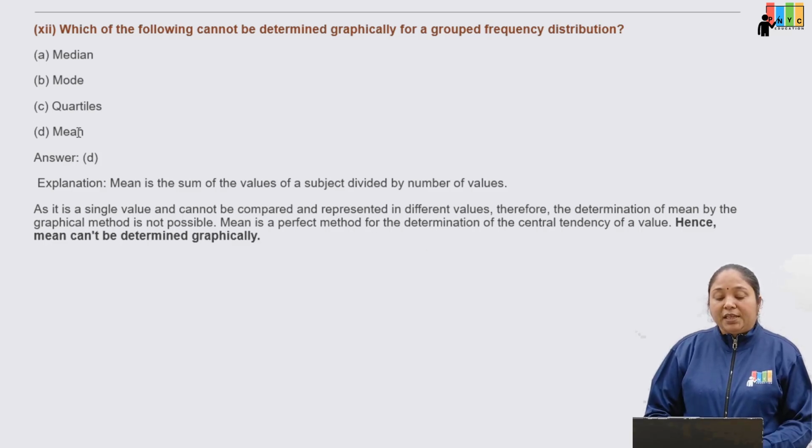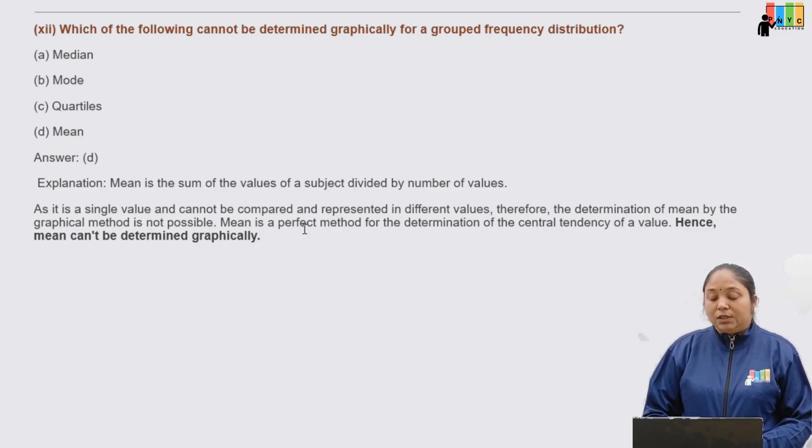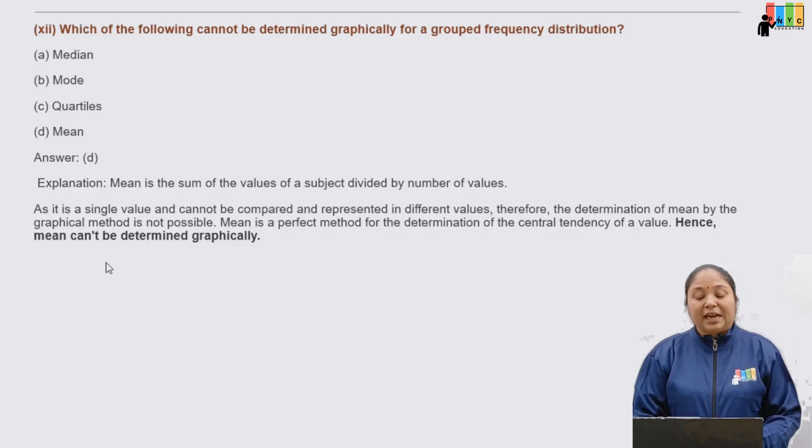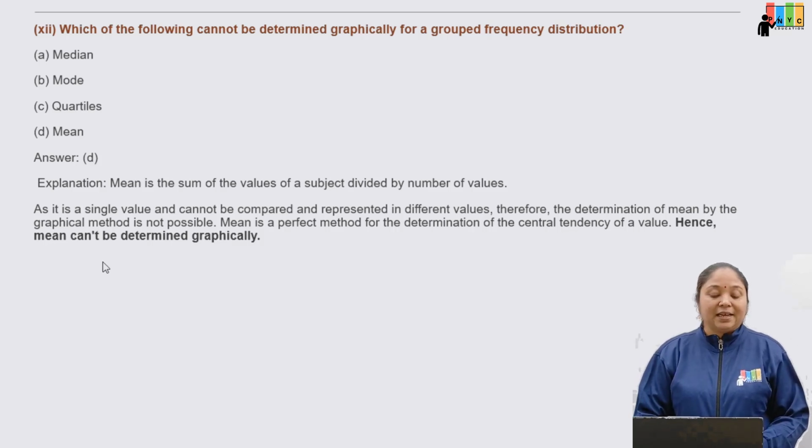So the correct option is mean, because median, mode and quartile you can show graphically. So mean is a single value and cannot be compared and represented in different values. Therefore, the determination of mean by graphical method is not possible. So mean is the correct option. That means option number D is the correct option.